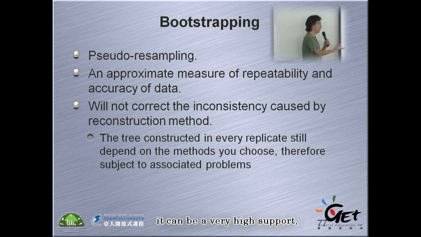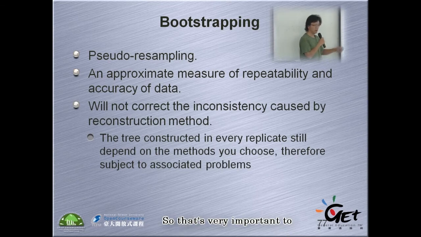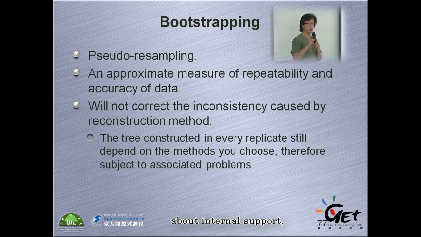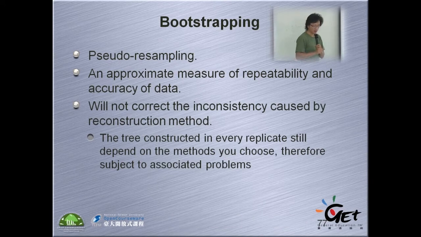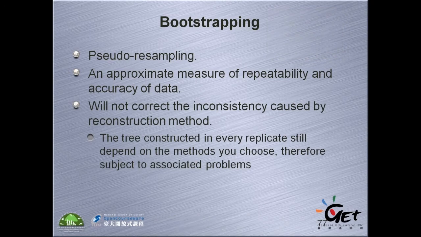Although it can be a very high support, if it violates the assumption for neighbor joining, for example, then everything is wrong. So that's very important to keep in mind: the higher number only gives you the idea about the internal support, not the true support in a sense. Okay, so it's the same thing here.